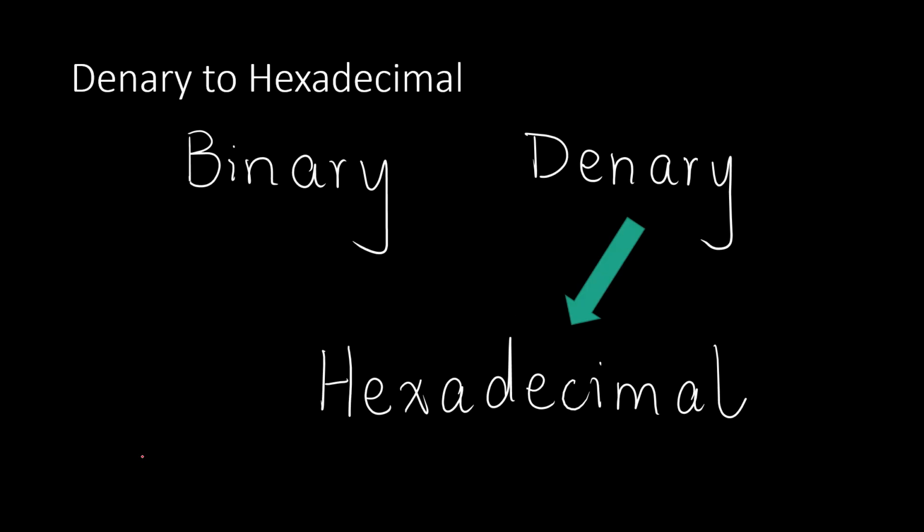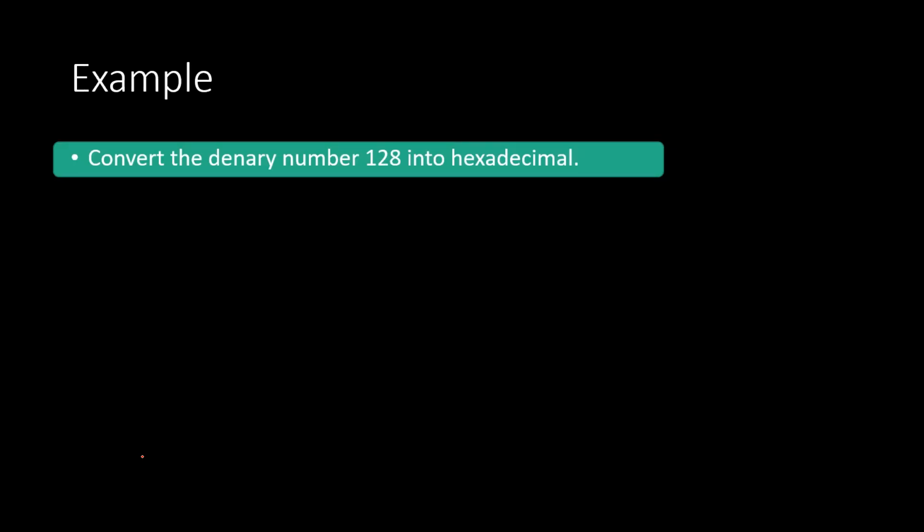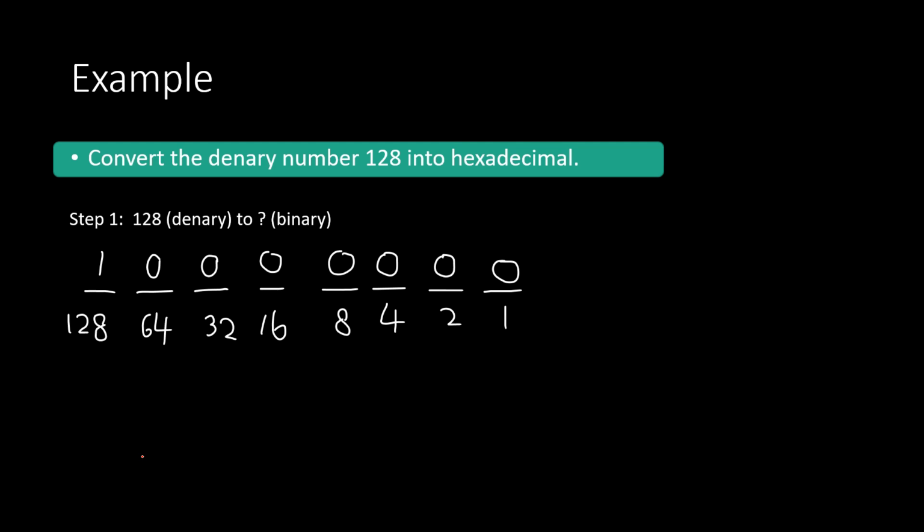So here comes a bit of a harder question. How can we convert a Denary number into hexadecimal? Well, we have actually already learned some of the methods, and we can use binary as an intermediate step between these two. Let's see an example. Convert the Denary number 128 into hexadecimal. The first step is to convert 128 into binary, which I'm doing using the comparison method here. We can see it has a bit 1 here, and all the others are 0.